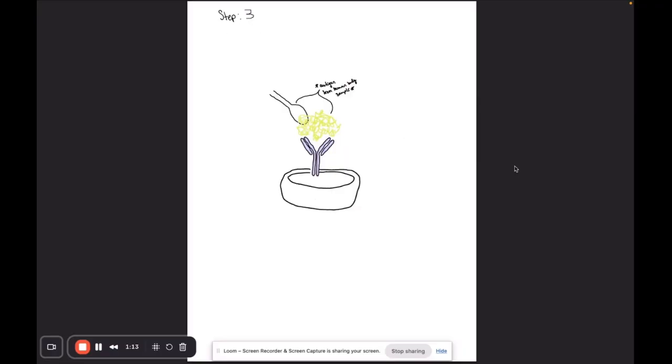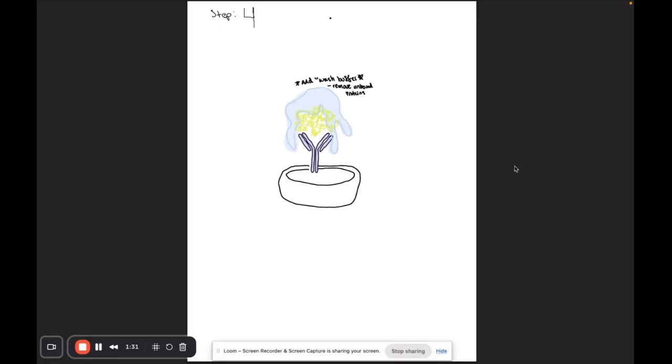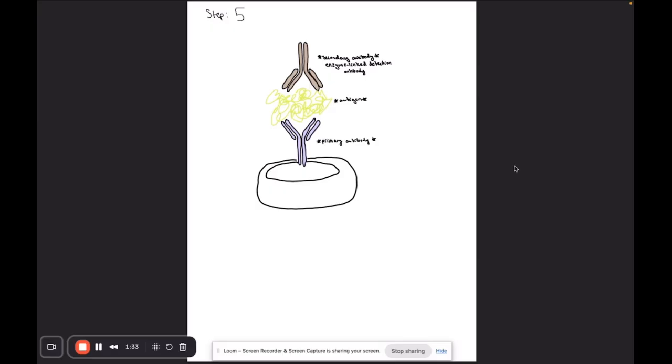Next, I add the patient's sample to the well. If the virus is present, its antigens will bind specifically to the immobilized primary antibodies. After a short incubation period, I wash the well again to remove unbound proteins and debris. Then I add the enzyme-linked secondary antibody. After several wash steps, only the properly bound antibody-antigen-antibody sandwich complex remains.